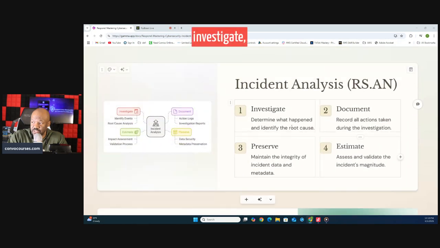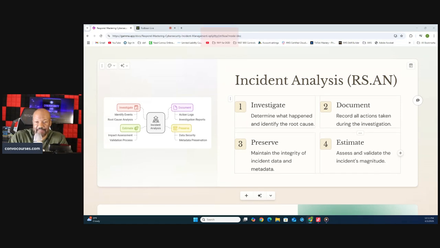RSAN. So investigate, document, preserve, estimate. You'll notice the same pattern going on here. It's always documentation. It's always, okay, let's figure out what's going on. Let's investigate what's going on. Let's document it. And another real big part of it is to keep those documents so that it will help you with future cases. Because a lot of times the same pattern of incidents will happen over and over again. So it's really important to maintain the integrity of the incident, keep it, and then file it for later, because you can always come back to it and use it if it happens again.